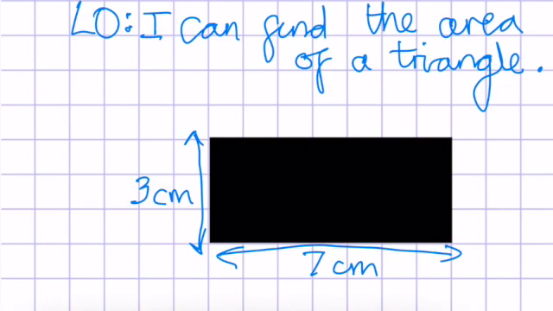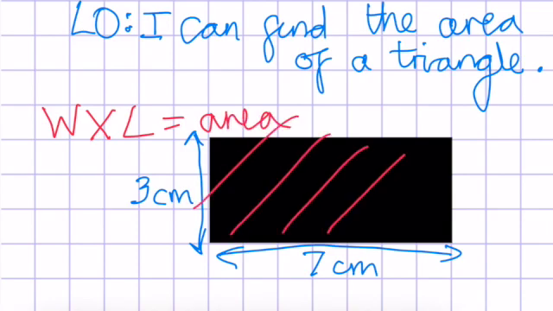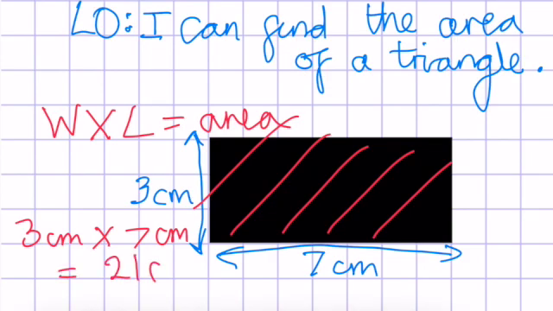And if you remember, to find the area of a rectangle, we multiply the width times the length. And that gives us the area. That's the space that it takes up. So 3 centimetres times 7 centimetres equals 21 centimetres. But when it's area, you put that little 2, and that tells you that it's covering space. And we say 21 centimetres squared.